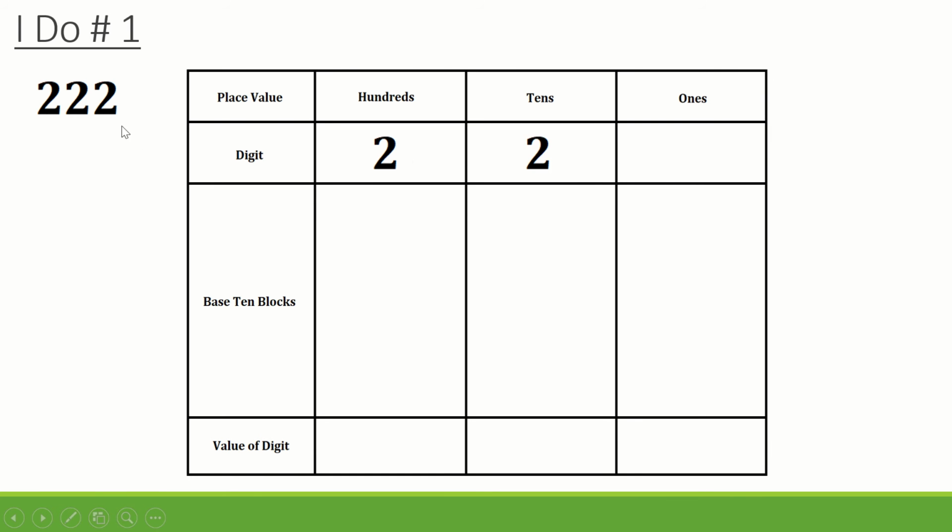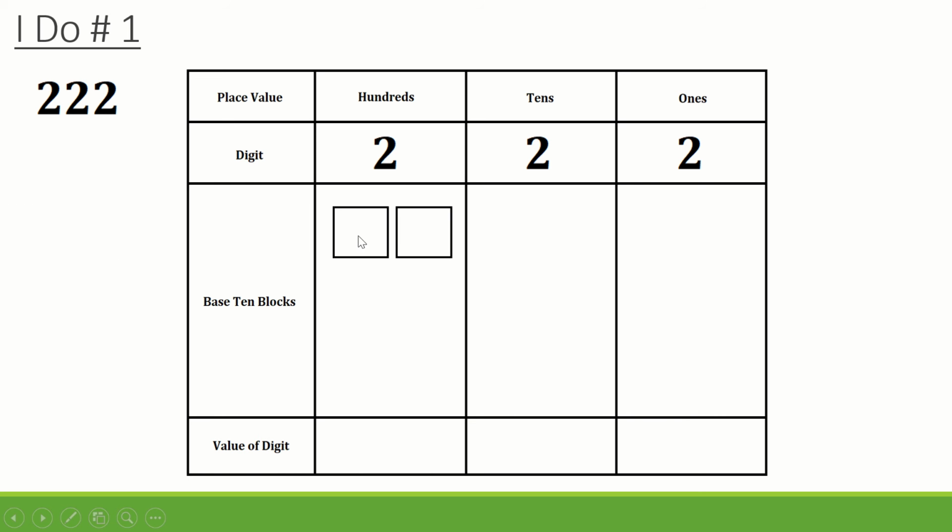I have 2 tens, and then I have 2 ones. Now, if I wanted to represent those with blocks, or in this case with drawings, I would draw a flat, actually 2 of them, because I have 200s. So that would look a little something like this.